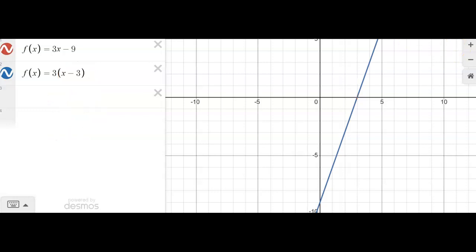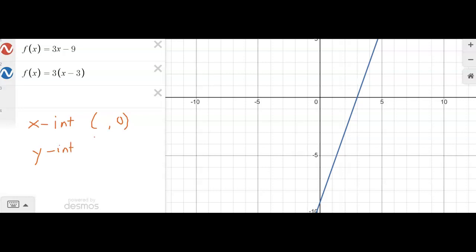Another way to get to the same idea is you can know that just like for the y-intercept, x equals 0, for the x-intercept, y always equals 0. So when you're looking for the x-intercept, remember that your y is 0, and when you're looking for the y-intercept, your x is 0.